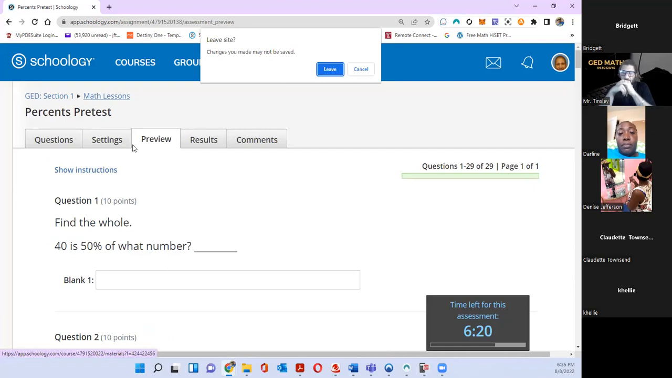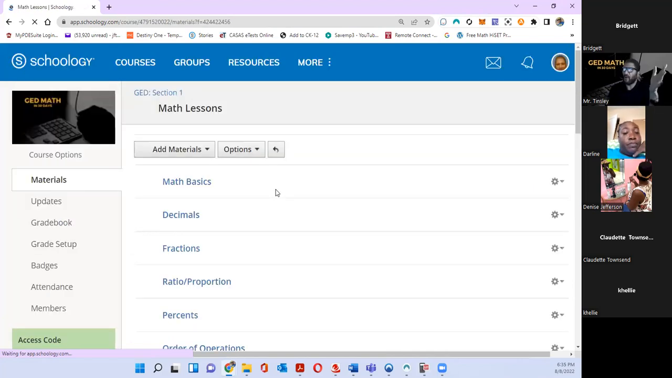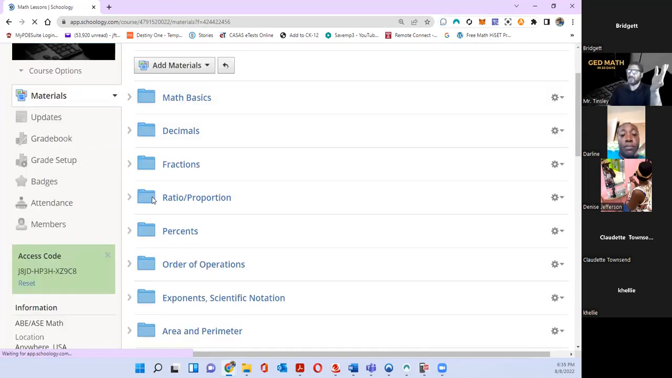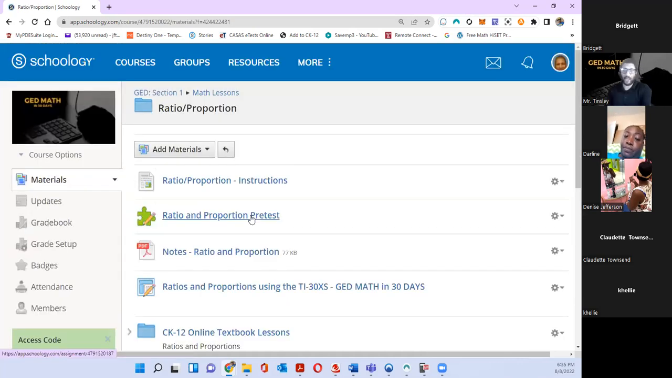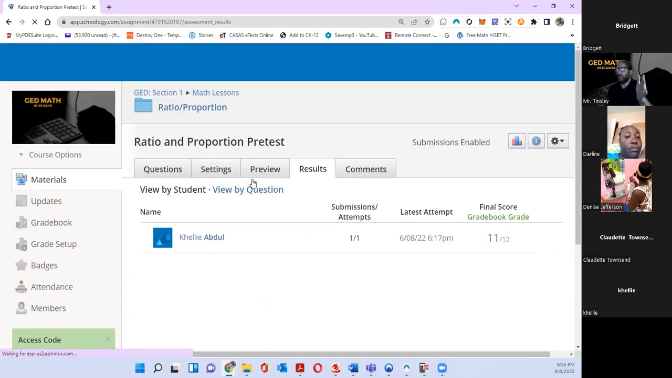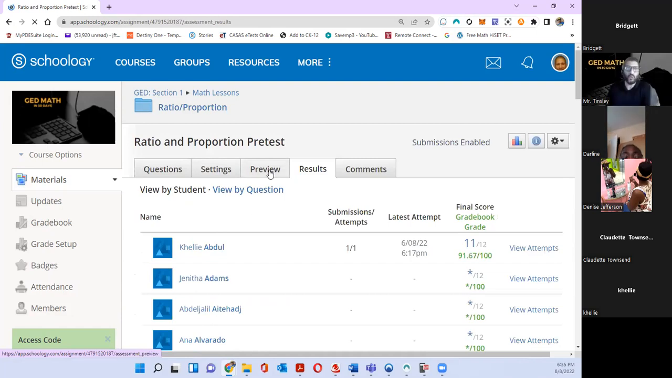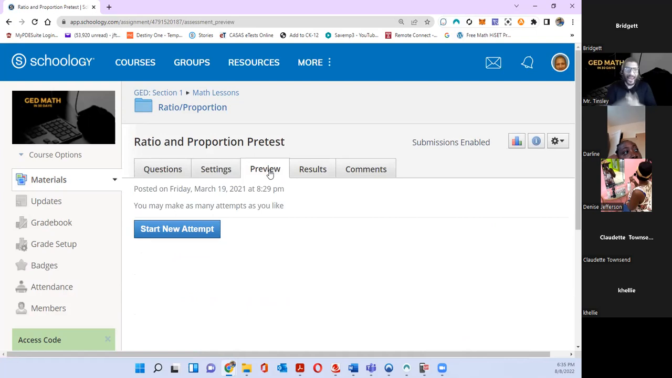Maybe could we go over ratio? Ratio and proportions. Again, I love ratio and proportions. I'm telling you, you're going to have 4 to 5 questions on your ratio and proportions, because they're going to give you a scale problem. They're going to give you a unit rate problem. So let's look at the pretest again. Let's see what we know already. This is the purpose of the pretest, to see what you know already. So take the pretest first. If you score 80 or above on the pretest, you can move on from that section.